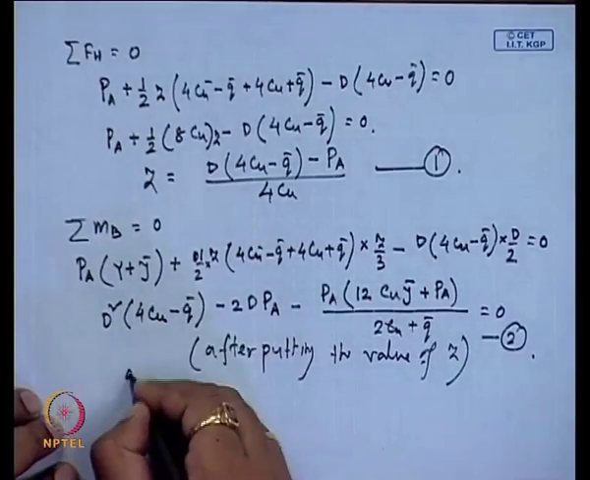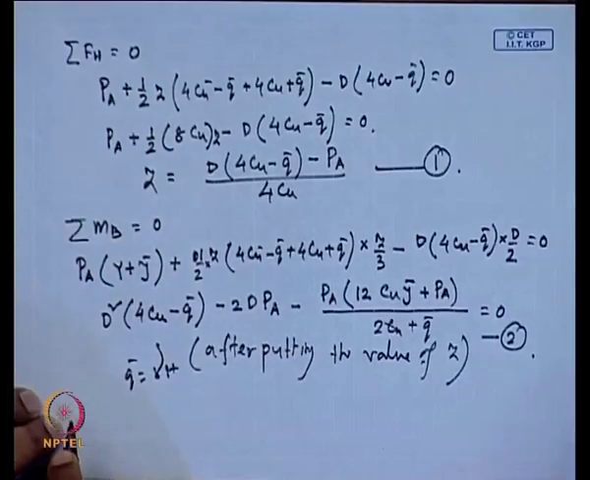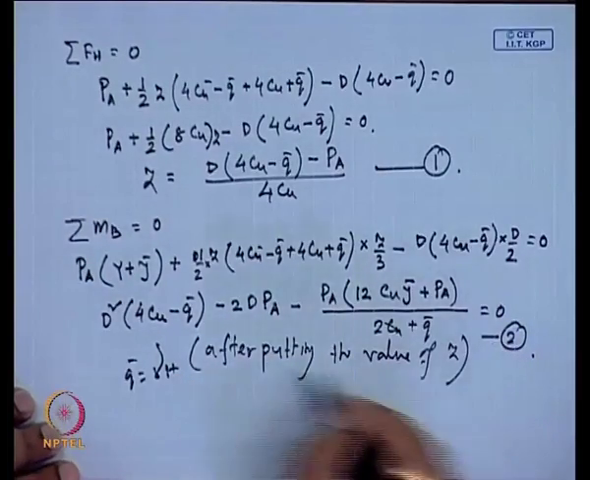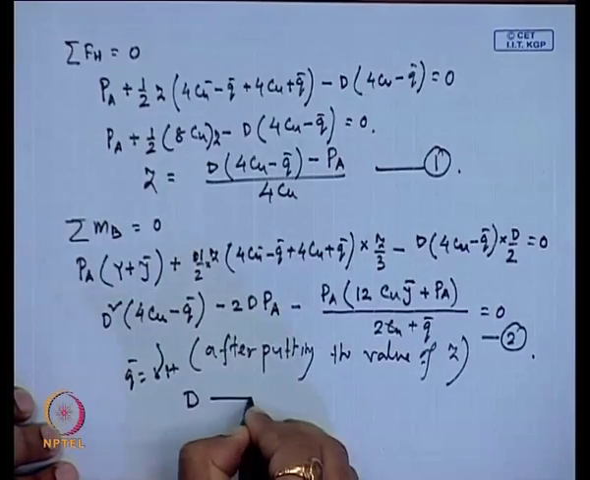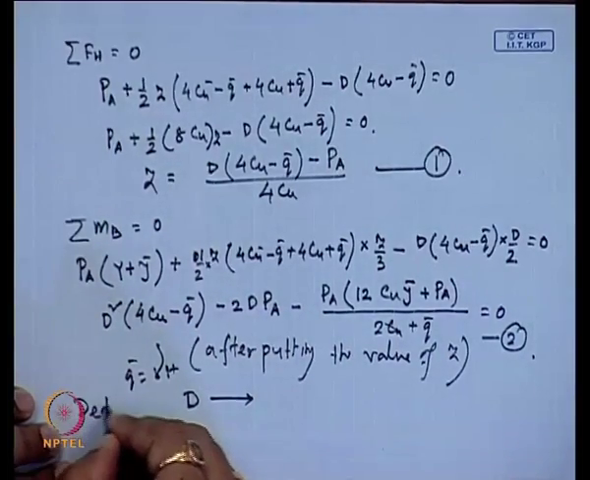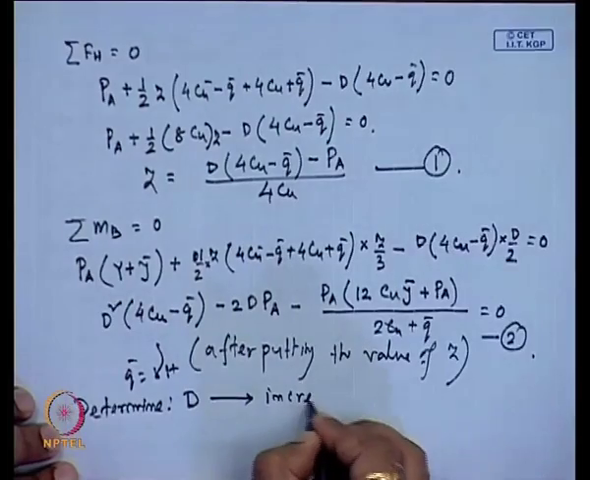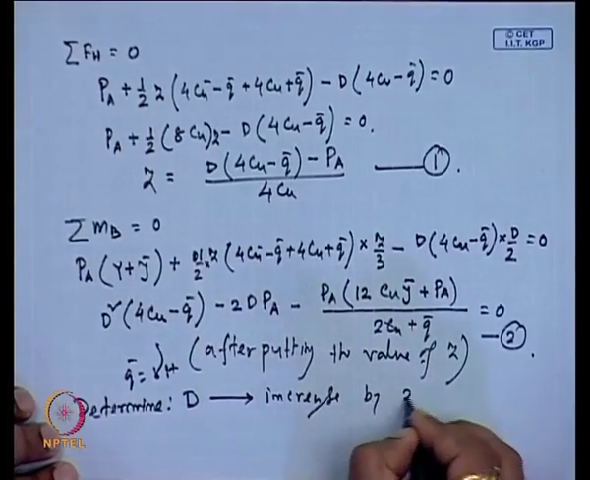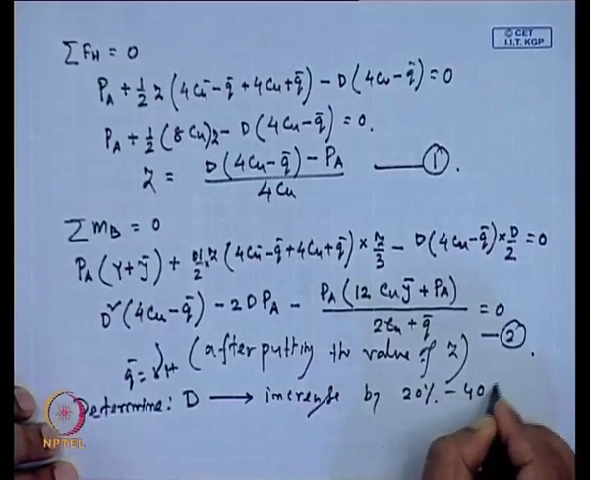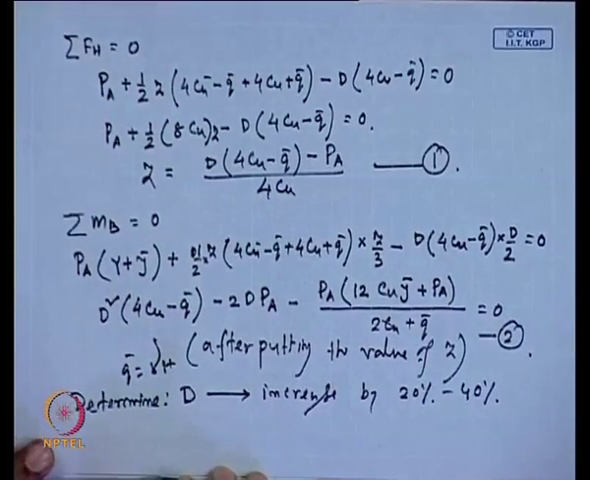Again, q bar is equal to gamma into h. From this final expression, expression 2, we determine the value of d, and then increase it by 20% to 40% for the factor of safety. So, this is the determination of the depth of the sheet pile for two different cases for cantilever sheet pile. One is for granular soil, one is for clay soil or cohesive soil.